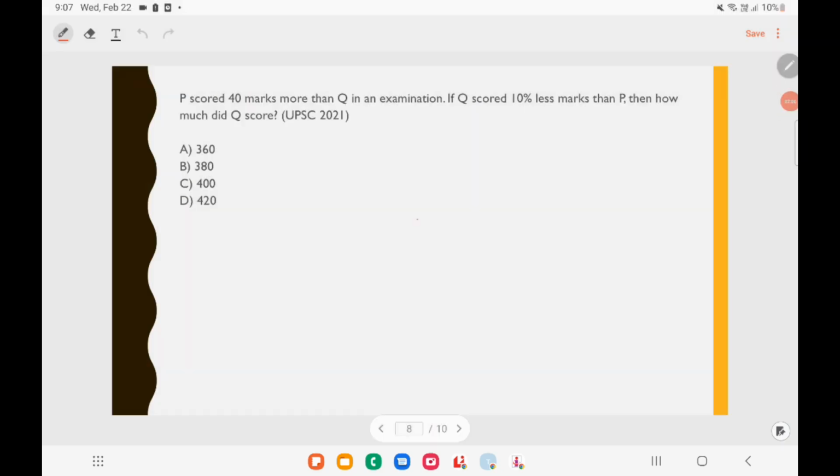So now let us solve a different question. This is from UPSC 2021. So there are actually two methods in order to solve this problem. I'll show you both the methods.